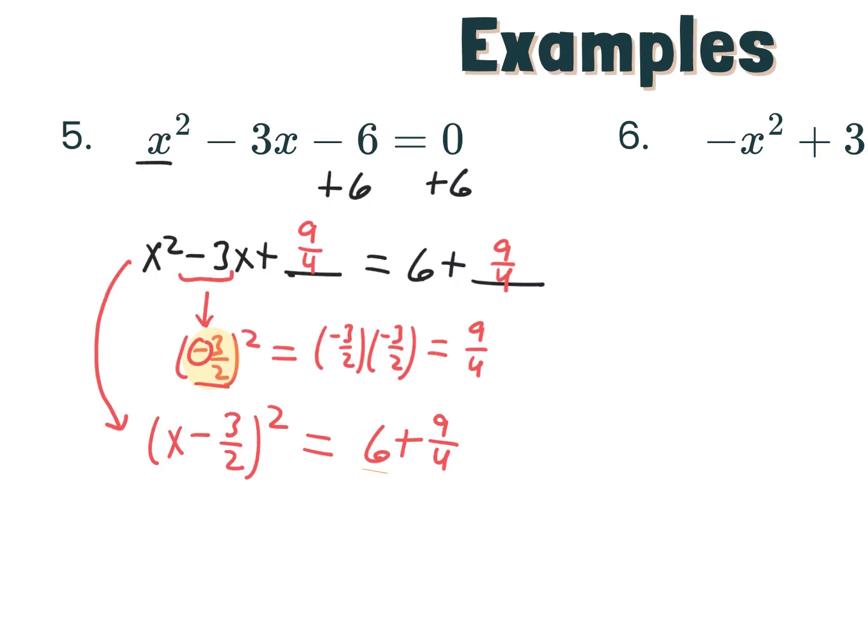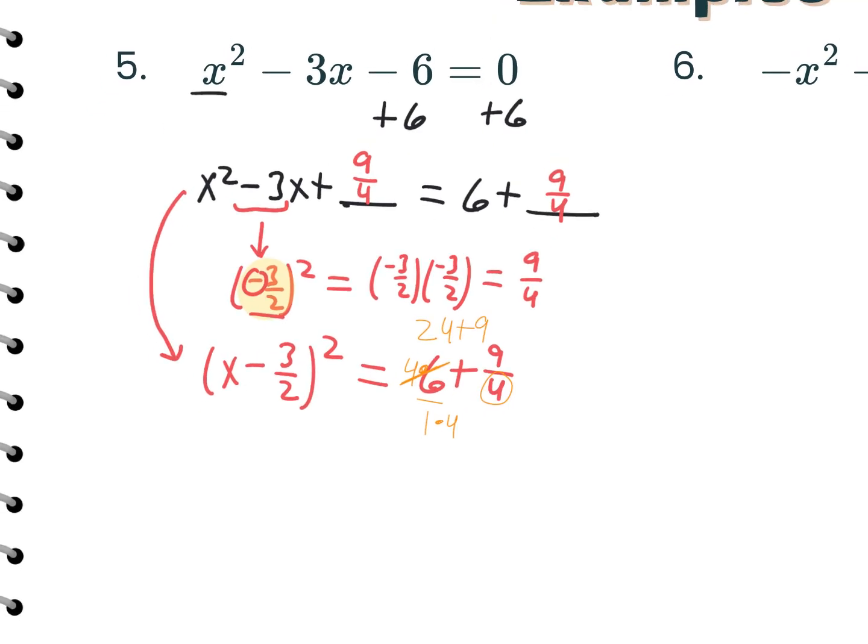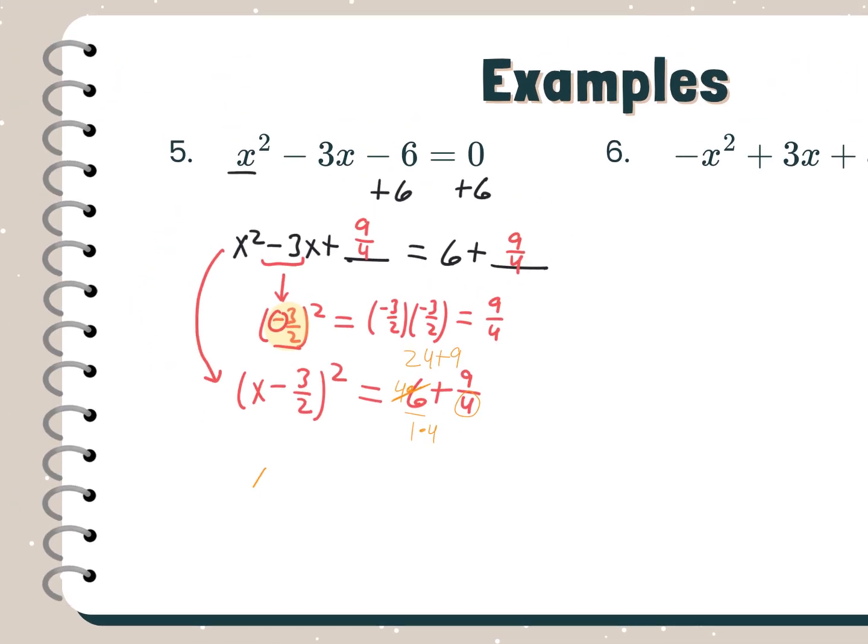So I want to write this 6 over 1 and then find a common denominator, right? This one has a 4, this one has a 1, so I can multiply the top and the bottom by 4. And then what that's going to leave you with is 4 times 6 is 24. So I get 24 plus 9, which is 33. So then what we end up with is x minus 3 over 2 squared equals 24 plus 9 is going to get you 33 over 4. All right, a little bit more tedious now that we have a fraction, right?